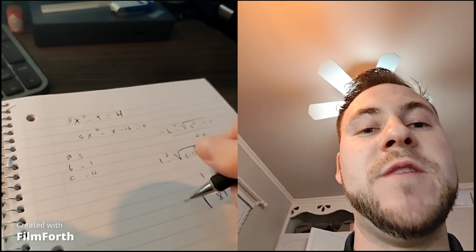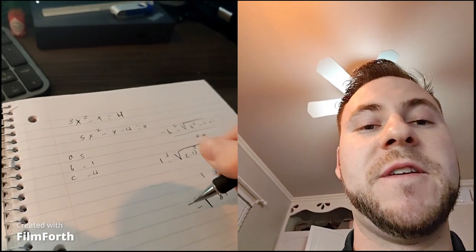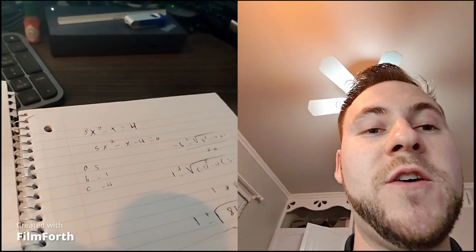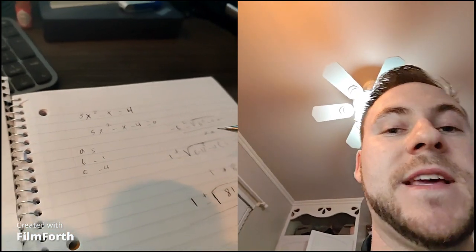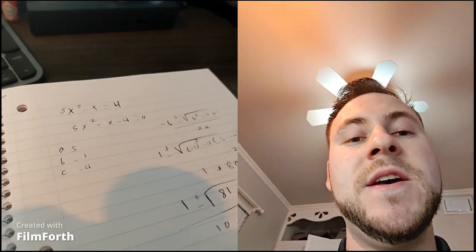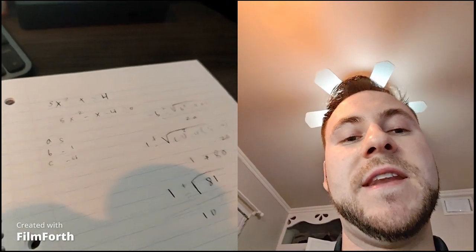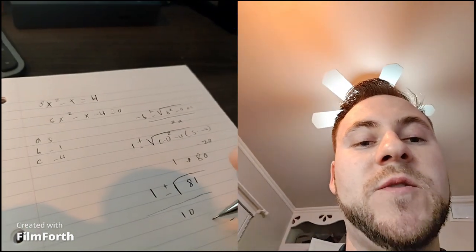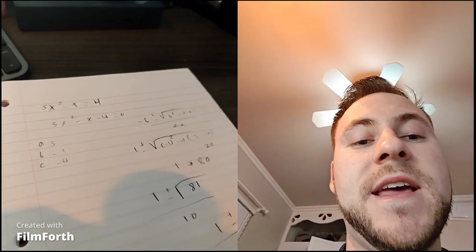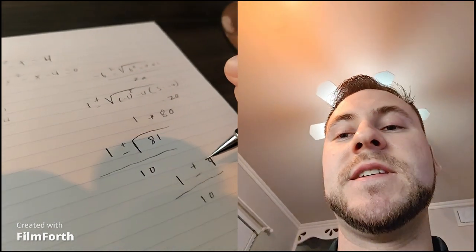So that's square root of 81 plus or minus in the front, can't forget that. Plus the 1, that's all over 2 times a, which is 5 times 2, so that's all over 10. Thankfully square root of 81 is an easy 9. So it's going to be 9 plus or minus 1 all over 10. And I get 2 answers from this because of the plus and minus.